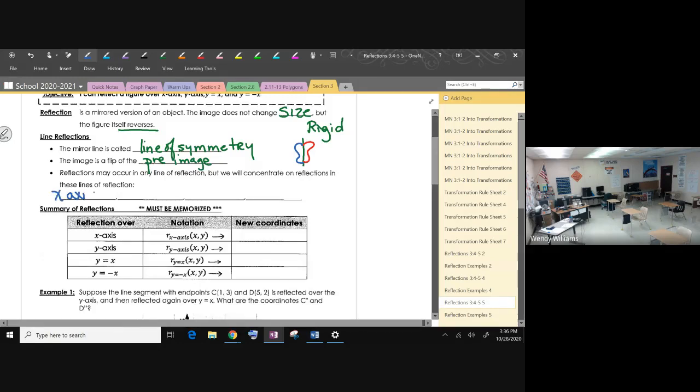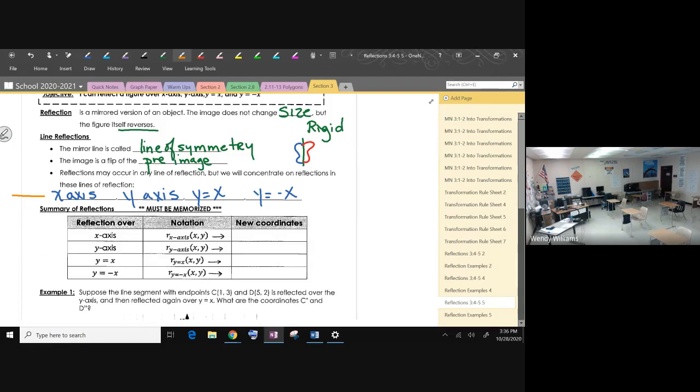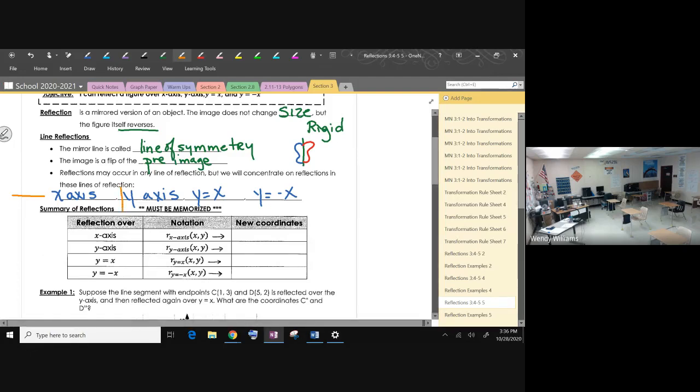x-axis, the y-axis, y equals x, and then y equals negative x. Recall, the x-axis is horizontal, so the y does the changing. We're going to talk about the y-axis, which is vertical, so the x's do the changing. Then we talked about y equals x was a diagonal in the positive direction, and then y equals negative x was a diagonal in the negative direction.